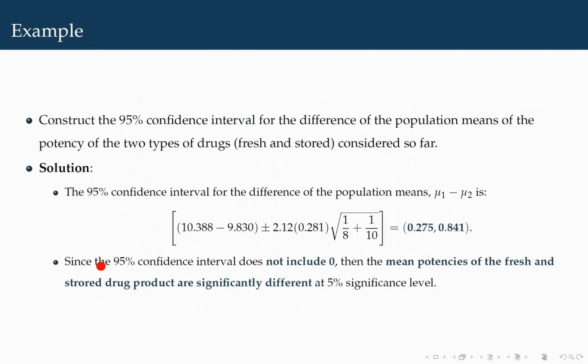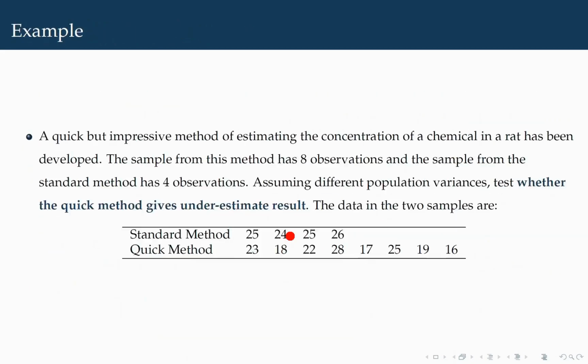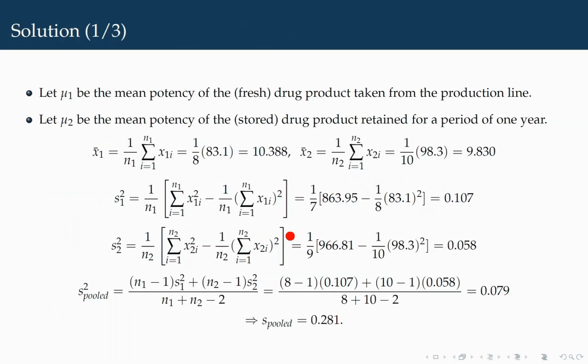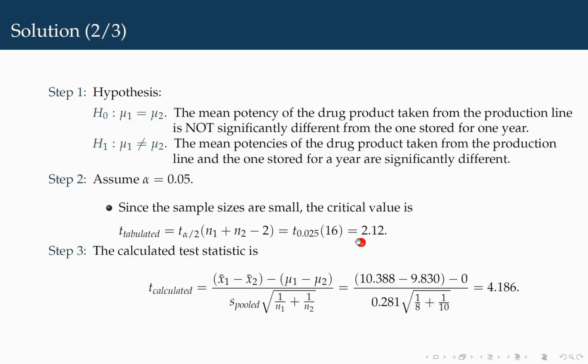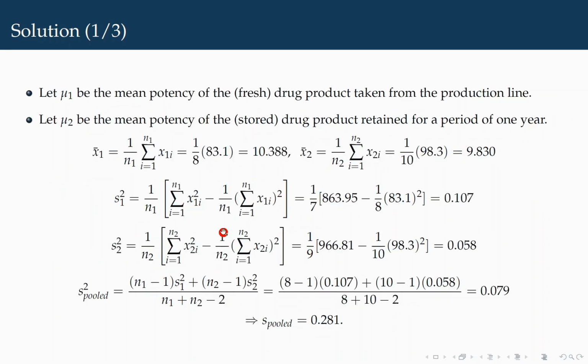So the sample mean is already obtained there for the fresh drug products. It is 10.388, and the sample mean of the stored one is 9.830, and this 2.12 is the tabulated value based on a t-distribution. T alpha over 2 with n1 plus n2 minus 2 degrees of freedom, because the sample sizes are small. The sample sizes are small, that's 8 and 10.